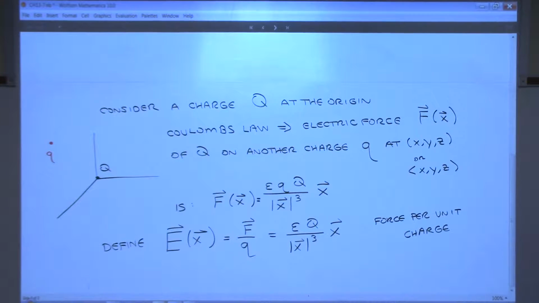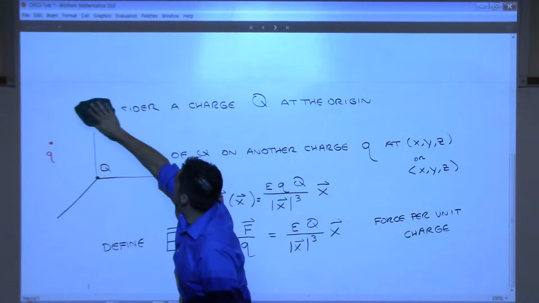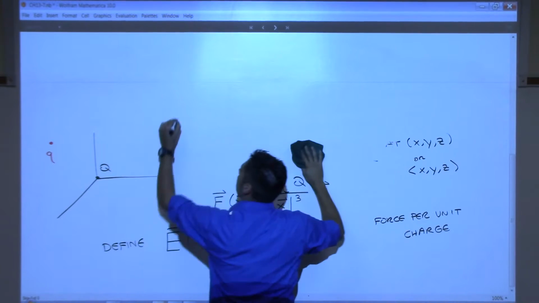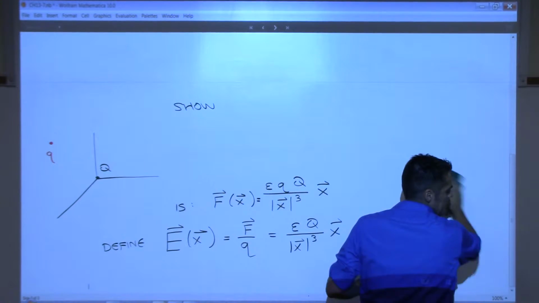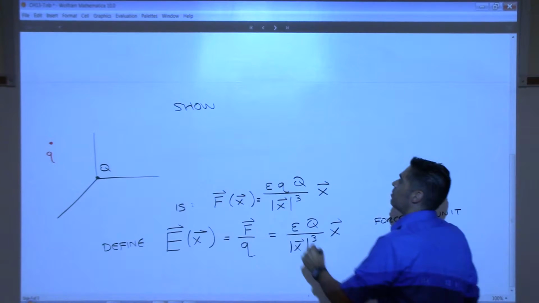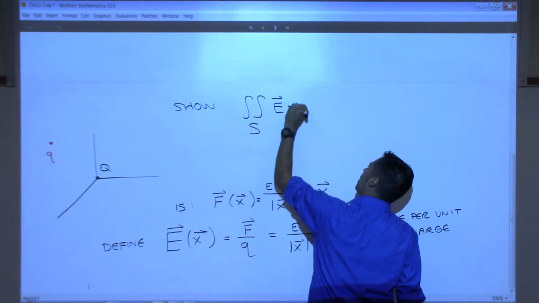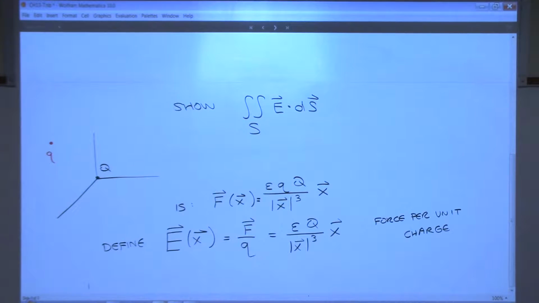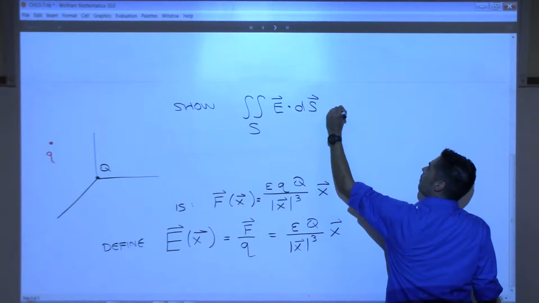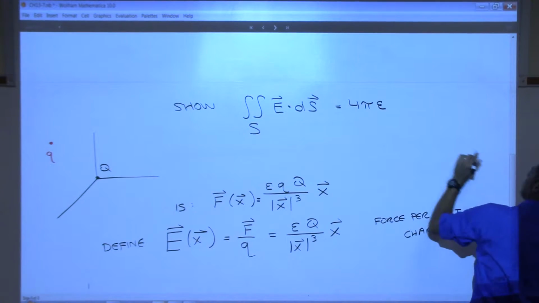All right, what do I want to do now? I want to get to the problem. This is the big thing we're going to work with right here. I want us to show that the flux of E with respect to S, okay, so this surface flux is equal to 4 pi epsilon times Q.